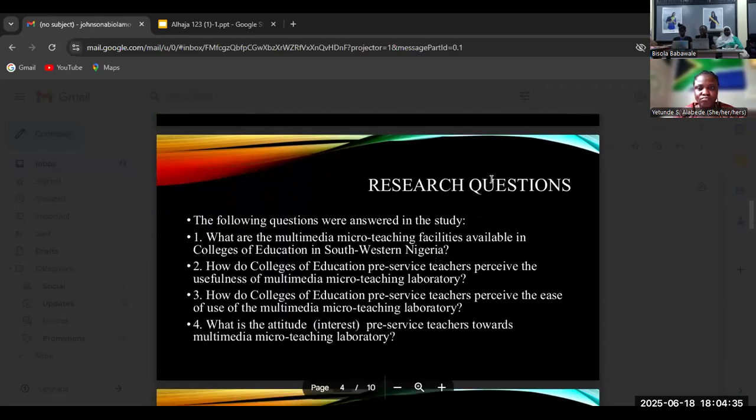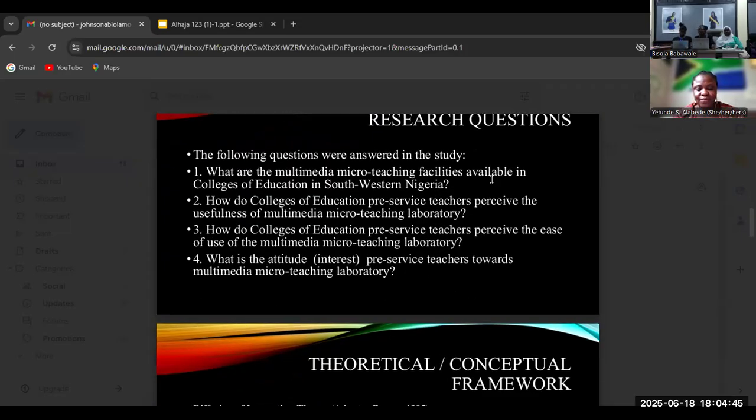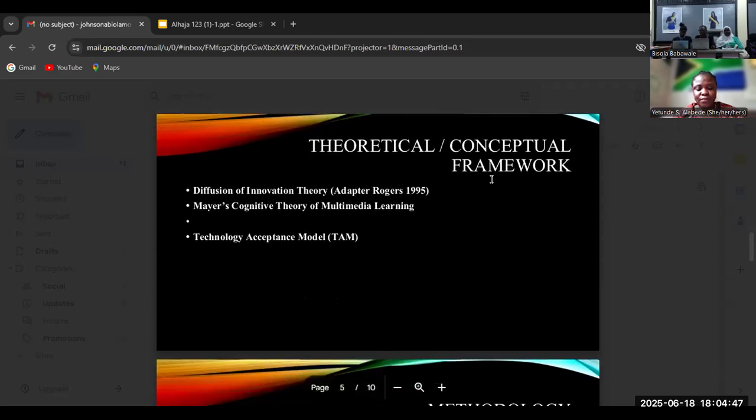So this result answered the questions as seen on the slide. There are theories that supported this. Next slide, please. There are theories that supported this study: the diffusion of innovation theory by Rogers, 1995, and the cognitive theory of multimedia learning.